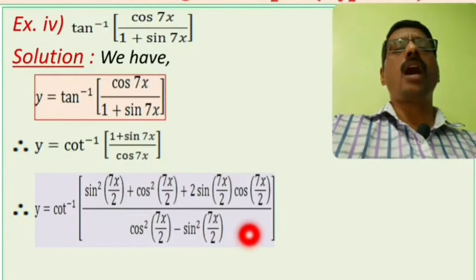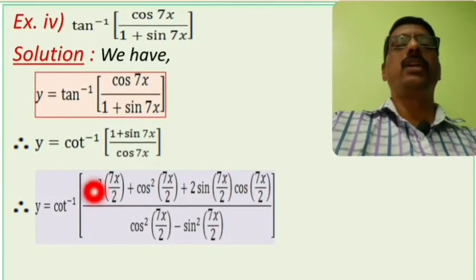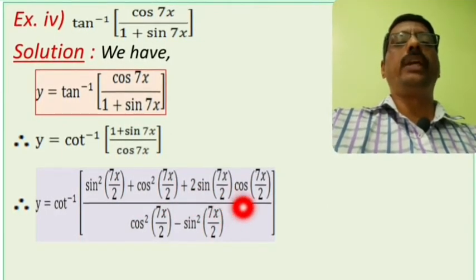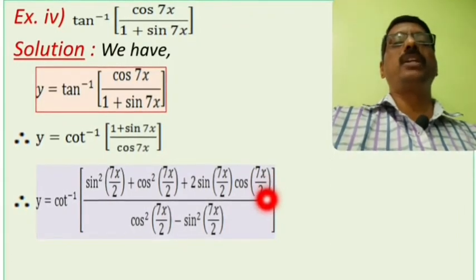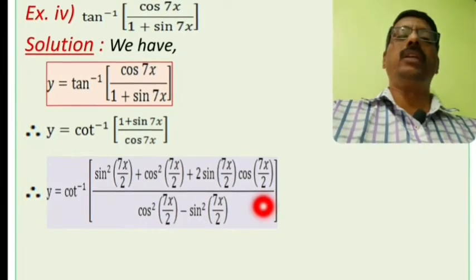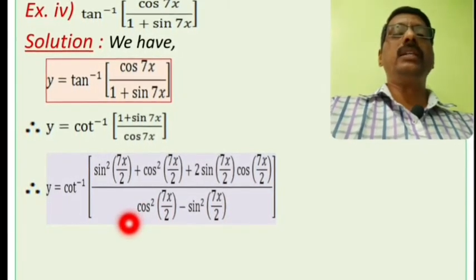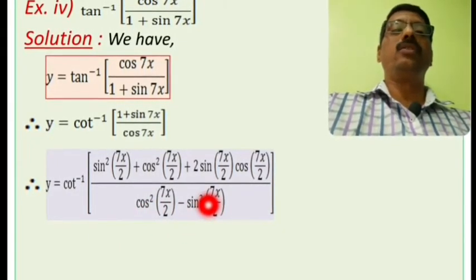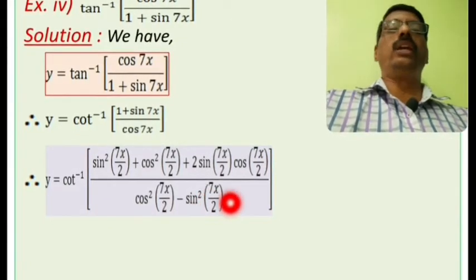Okay, now in the numerator we have the given function in the form of a square plus b square plus 2 into a into b, and we know that formula: a square plus b square plus 2ab equal to (a plus b) whole square. And in the denominator, the formula is a square minus b square equal to (a plus b) into (a minus b).